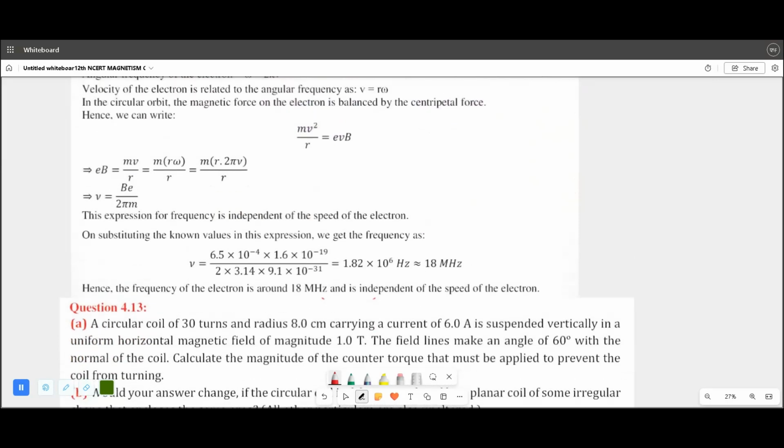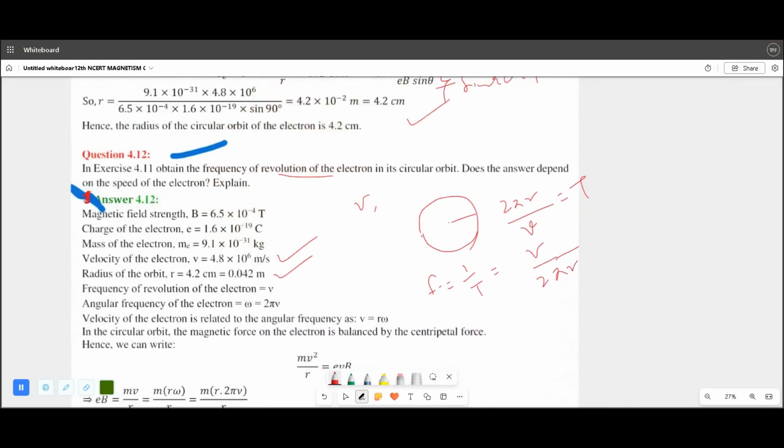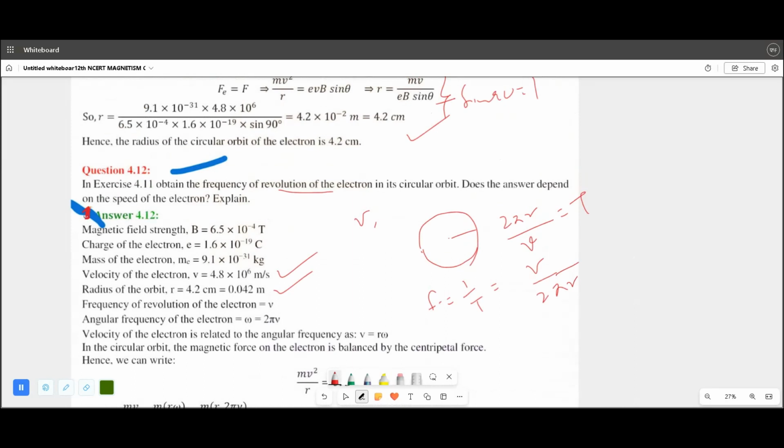स्पीड इलेक्ट्रॉन, एक मिनट, 1 second of the question. Obtain the frequency of revolution of the electron in a circular orbit. अच्छा, does the answer depend on the speed of the electron? No. So you see that we have mv square by r is equal to evb. So this v is cancelled with this v, okay. So we have v is equal to ebr by m. तो आप ये वैल्यू यहाँ पर लगा दीजिए, राइट?